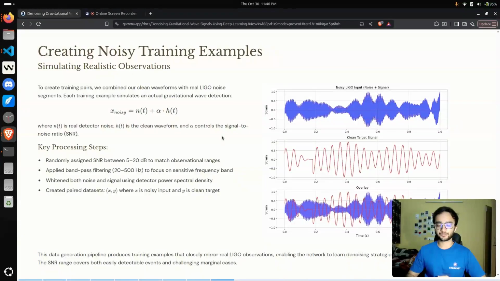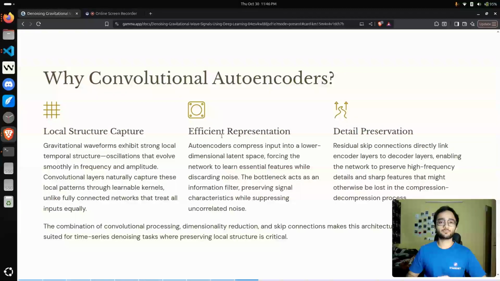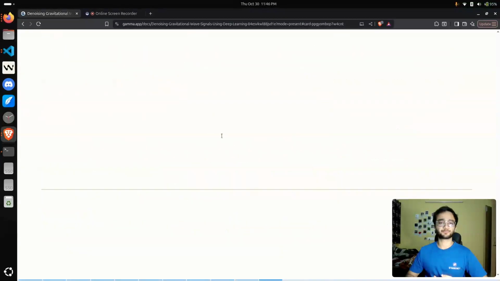on actual detections. Okay, so the model that I used was a convolutional autoencoder. The reason is that it can capture local structure quite well and can represent data in a lower dimensional space, which forces the network to learn on the actual data and discard noise. It also preserves detail. It directly links encoder layers to decoder layers, enabling the network to preserve high frequency details which it normally might not be able to.